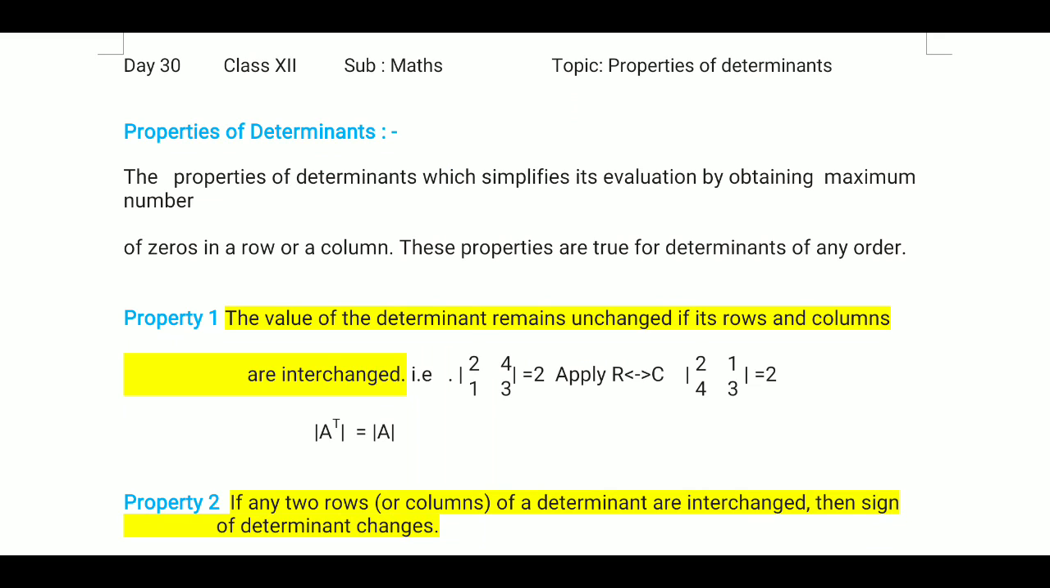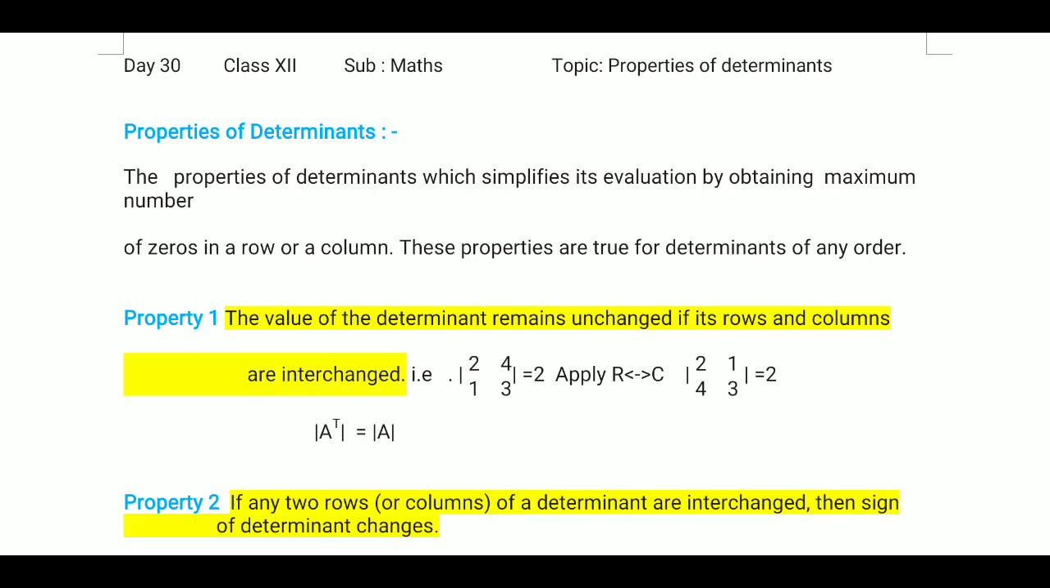Now, property number 1: the value of determinant remains unchanged if its rows and columns are interchanged. It means if we transpose the determinant, the value remains unchanged. Suppose I am taking a small determinant containing elements 2, 4, 1, 3 and calculating it, we get 3 into 2 is 6, 6 minus 4 into 1 is 4, that will give you 2.